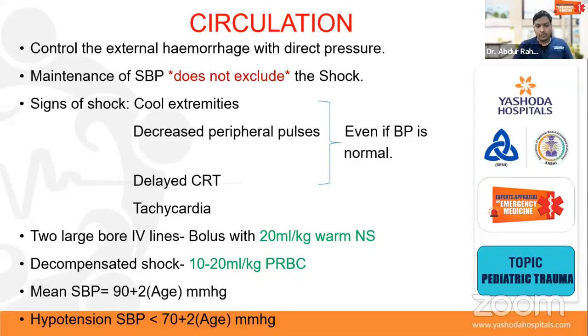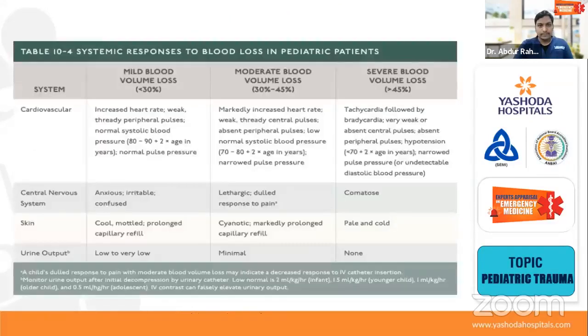And how to know what is the normal blood pressure in a particular age group? You can use this method. The mean systolic blood pressure will be 90 plus 2 into age in years. And to consider it as hypotension, systolic blood pressure should be less than 70 plus 2 into age in years.